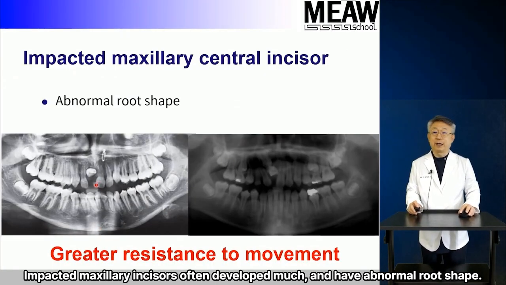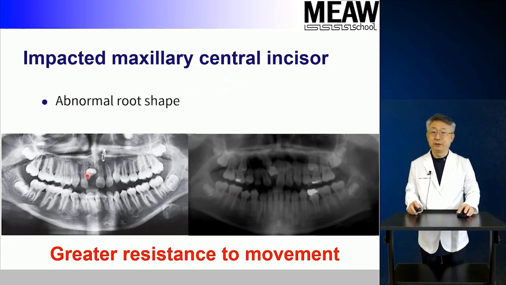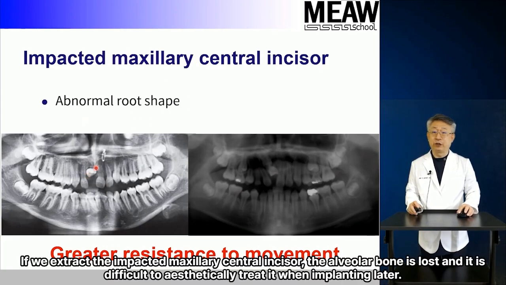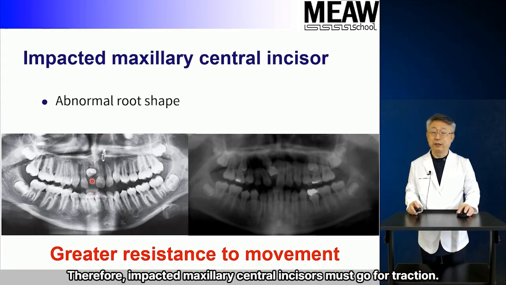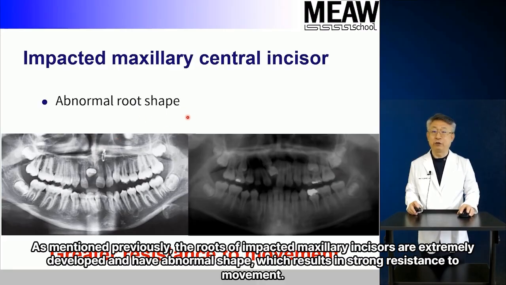Impacted maxillary incisors are often well developed and have abnormal root shape. If we extract the impacted maxillary central incisor, the alveolar bone is lost, and it is difficult to aesthetically treat it when implanting later. Therefore, impacted maxillary central incisors must go for traction. As mentioned previously, the roots of impacted maxillary incisors are extremely developed and have abnormal shape, which results in strong resistance to movement.